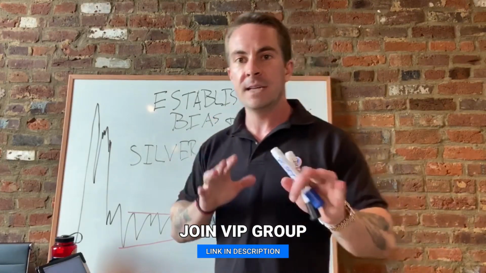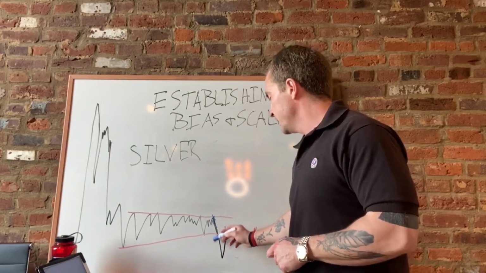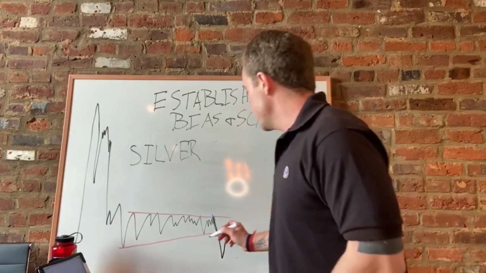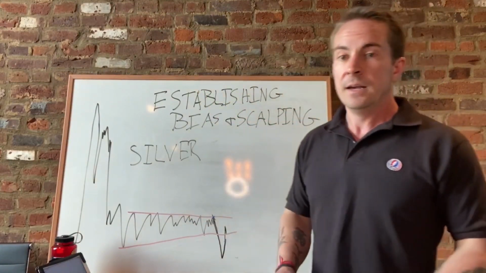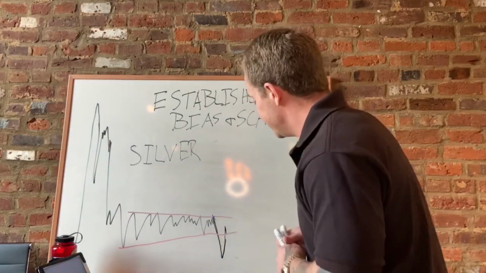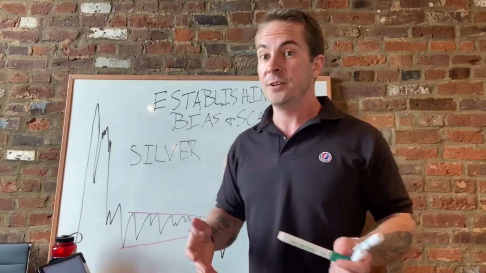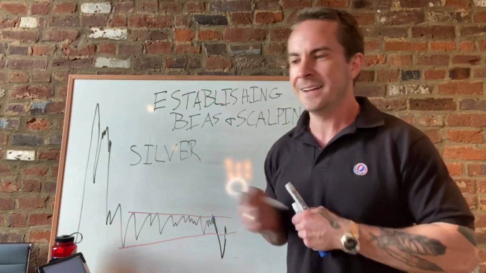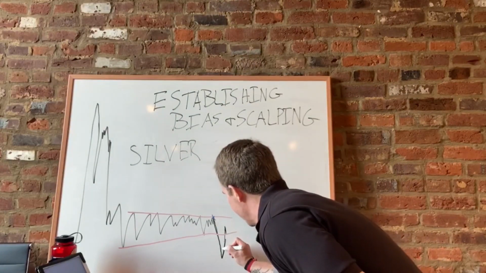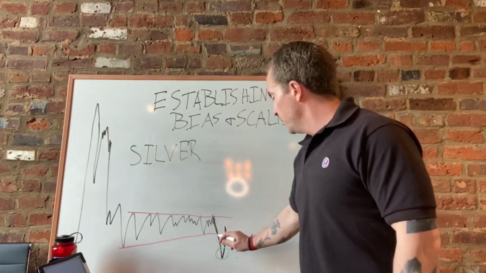So as a result, we didn't break out right here. What happened is we broke down below this wedge, which I've got in red here. This is super significant. Maybe you're watching this at home. If you're one of my students, hopefully you're watching and thinking, oh dude, I know what he's about to say. So we had this breakdown right here, this big breakdown below the pennant.